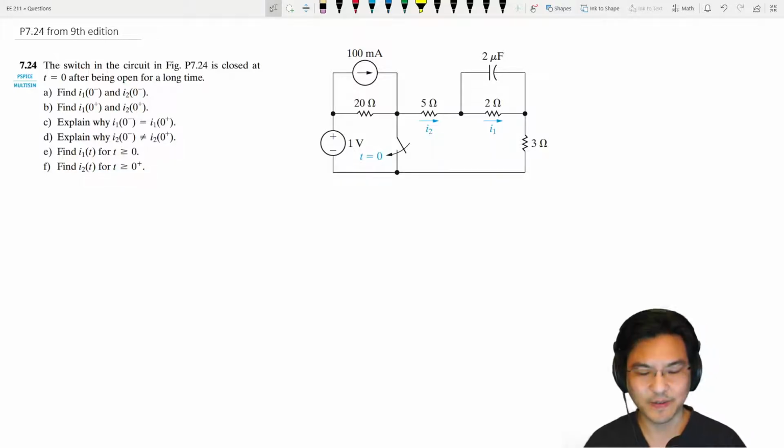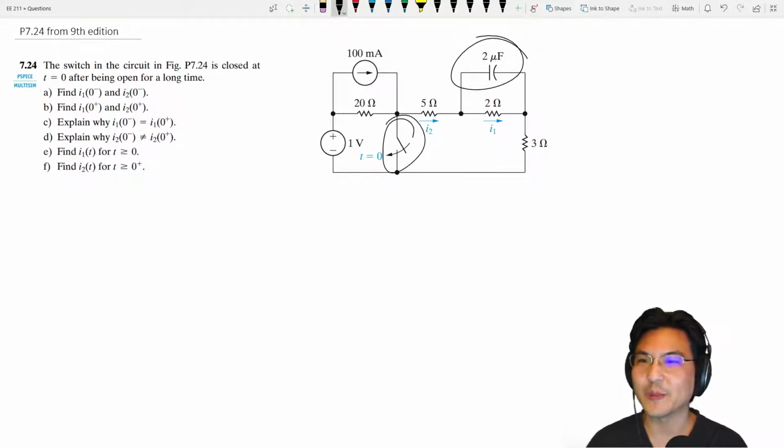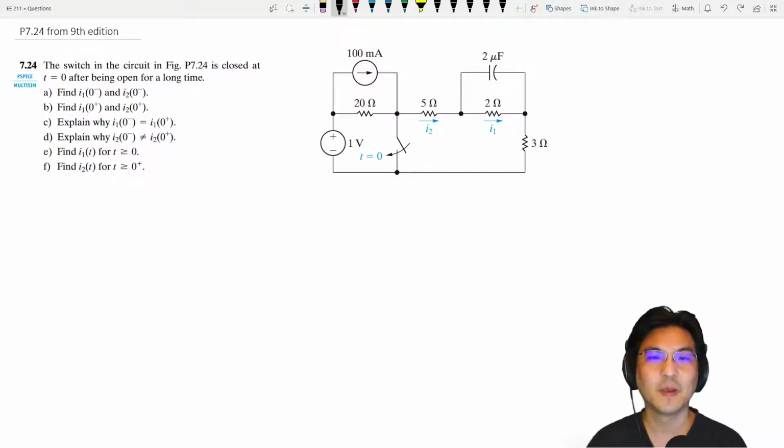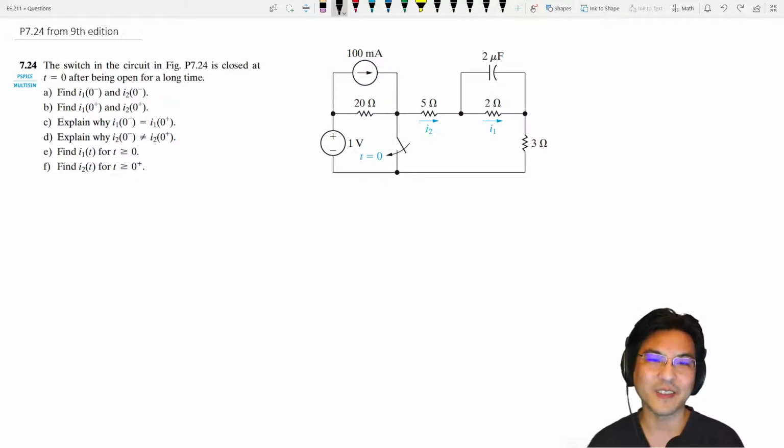Hey everybody, let's give this problem a try. So now we have a capacitor and this switch has been open for a long time. Okay, so if it's been open for a long time, that means the current and voltage everywhere is constant.